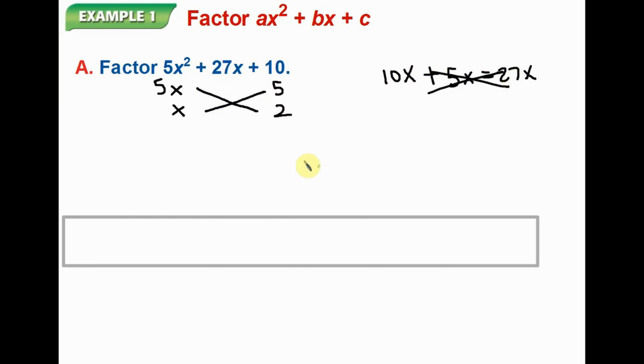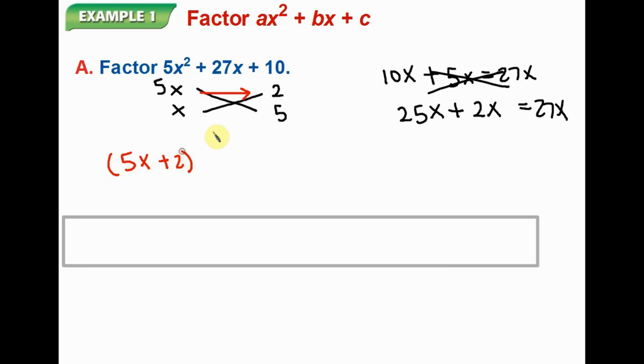So now you're going to erase and try another combination. What if I change the order of the combination? So instead of 5 and 2, what if I had 2 and 5? Now I cross multiply these two numbers to see if they make 27x. 5x times 5 is 25x, and x times 2 is 2x, and when I add them, I actually get 27x. After you double check that this is true, you write 5x plus 2, and for the next one, again you write x, and since this is positive 5, I'll write plus 5.